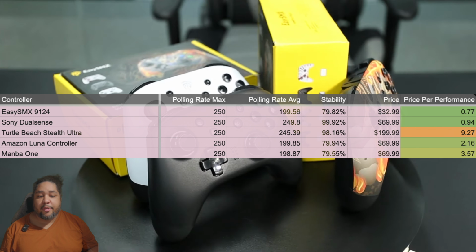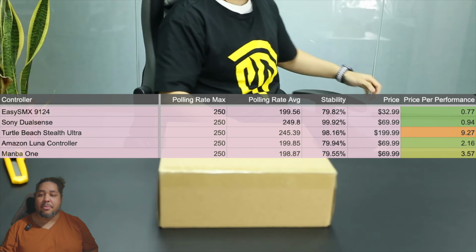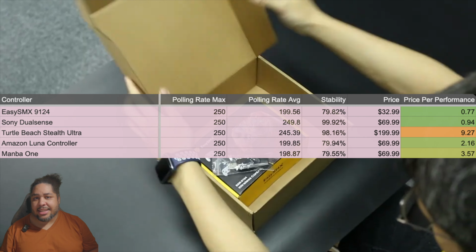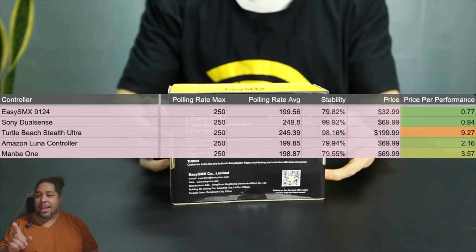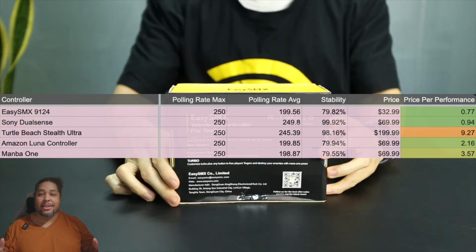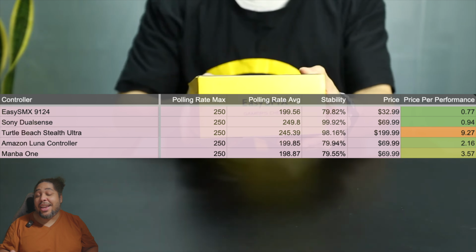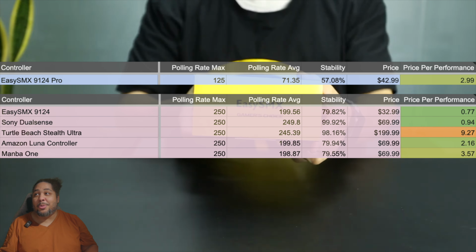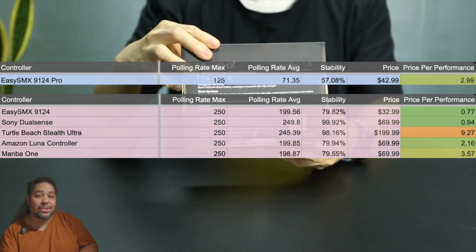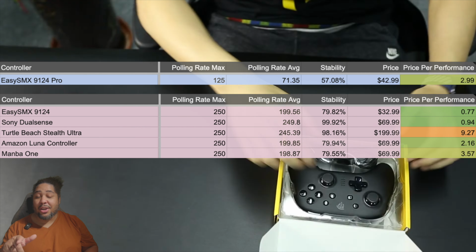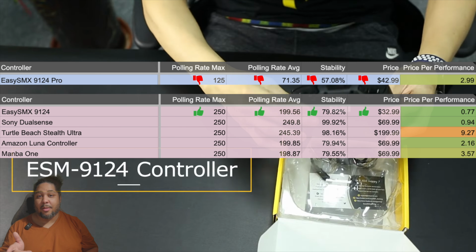When looking at the 250 polling rate options, one controller that I praised a lot when I reviewed it was the Easy SMX 9124. Now here's the interesting part. If you look at the Pro, I'm sorry, Easy SMX, I'm not trying to throw anyone under the bus, but the numbers don't lie. If you're looking at the 9124 Pro, which is considered to be a superior controller based off of the fact that you have Hall effect sensors in them, but then when you look at the polling rate, the 9124 is definitely the option that I would go for.